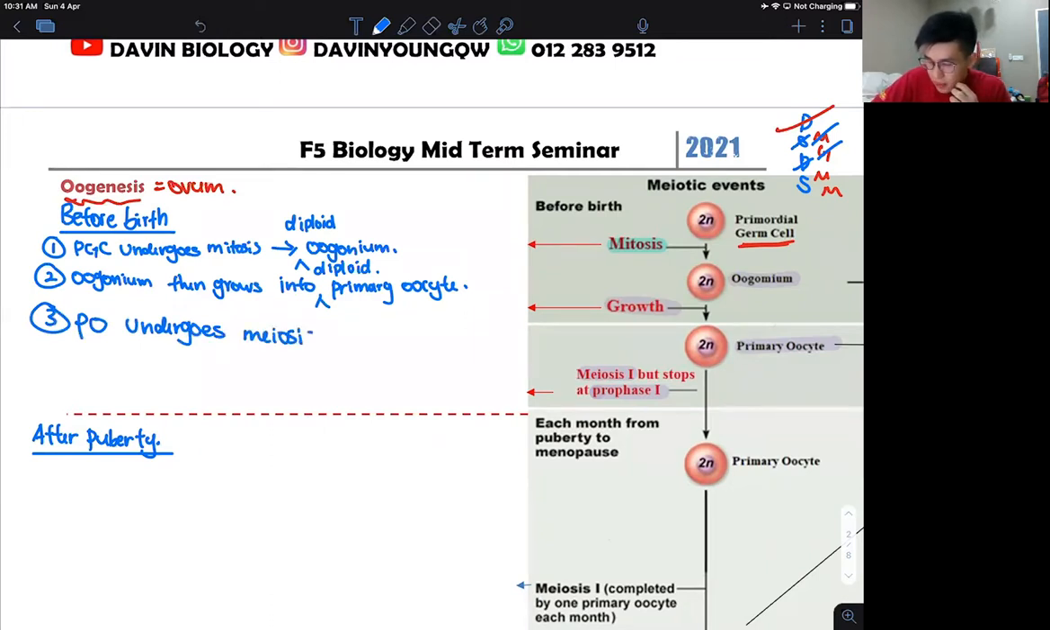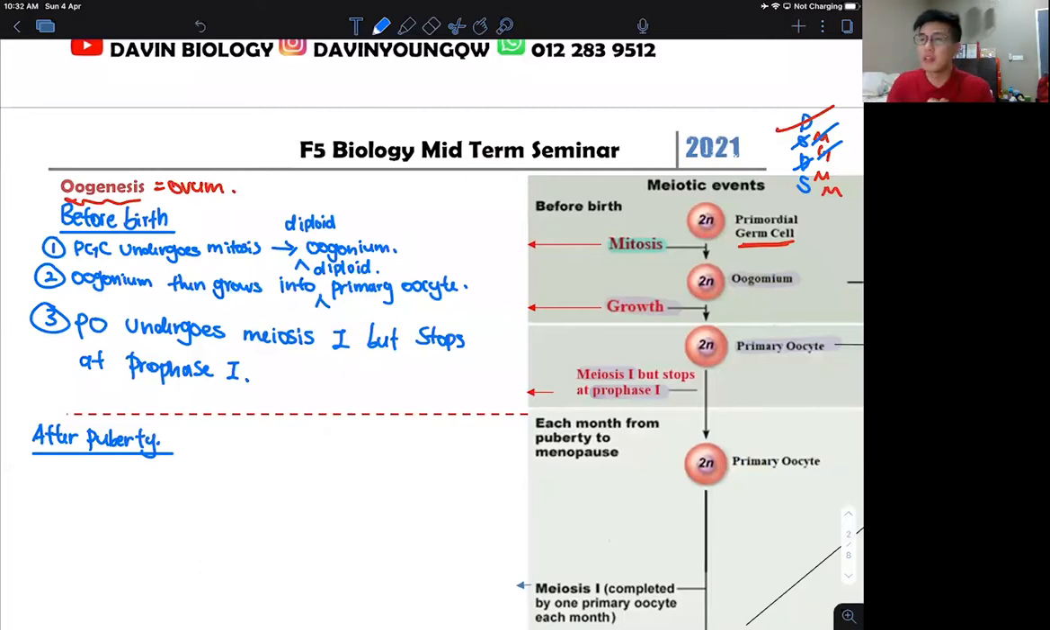So you can write the third one, primary oocyte will undergo meiosis 1, but stops at prophase 1. Okay, so basically when the girl is born, she already has a certain number of primary oocytes that have stopped at meiosis 1, prophase 1.